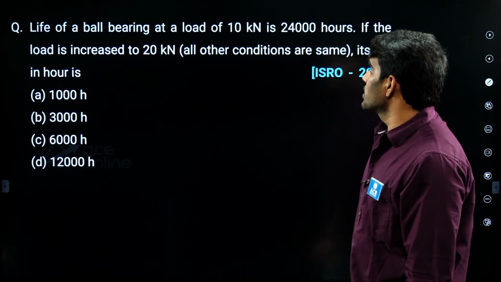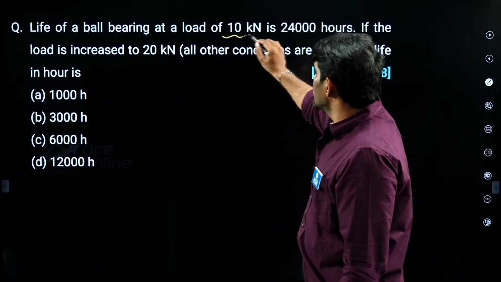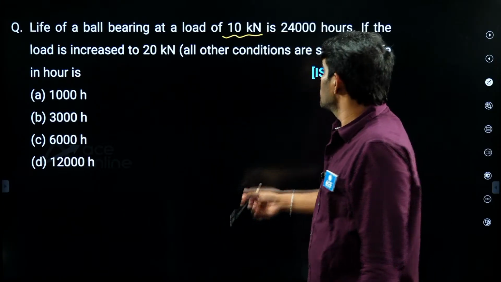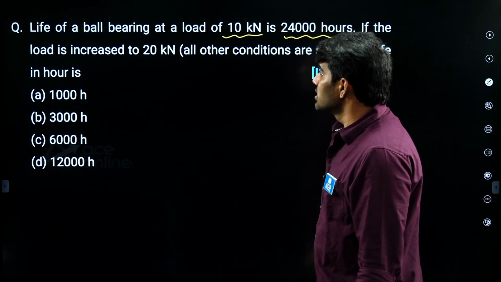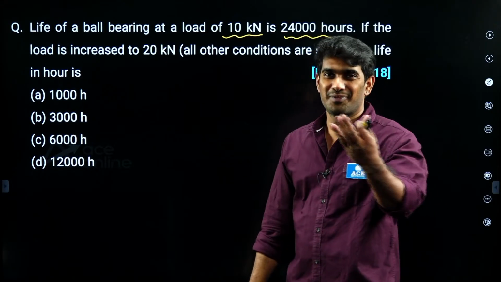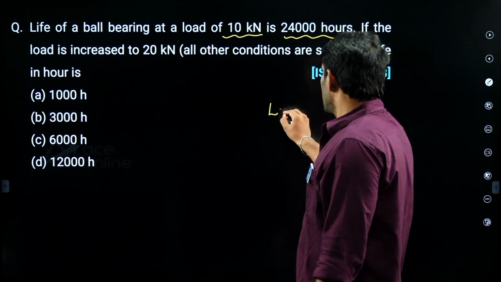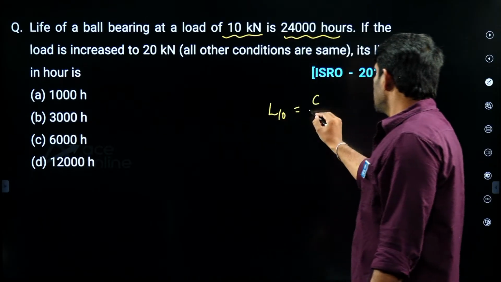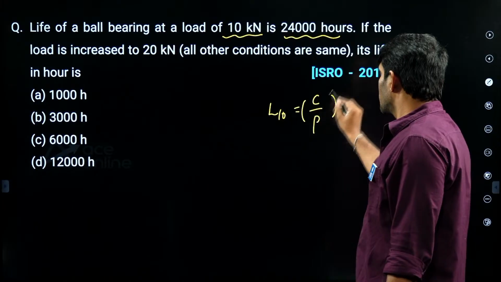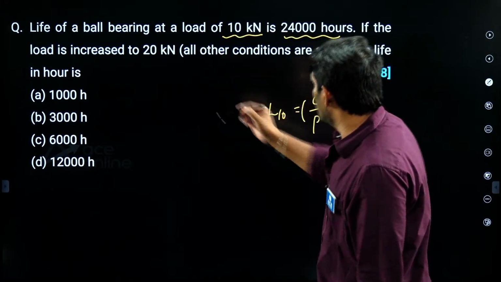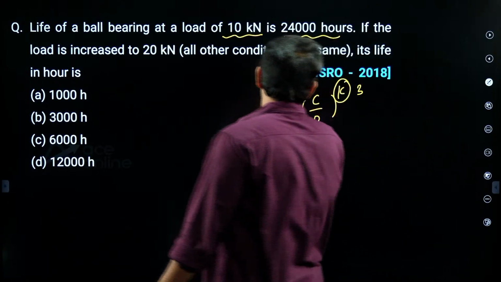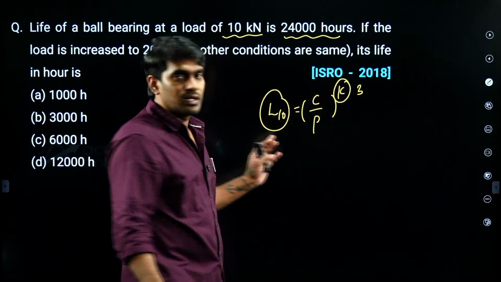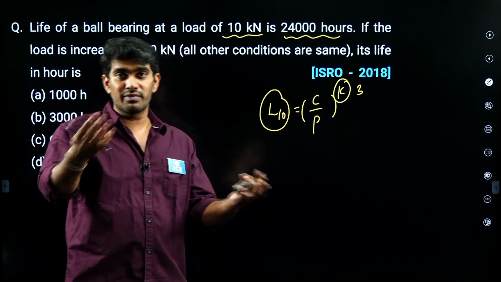Life of a ball bearing at a load. Here the load is given as 10 kilonewtons and the life is given as 24,000 hours. If the load is increased, we know the relation L10 is equal to (C/P) to the power K. For a ball bearing, the value of K is 3. The life and load relation is inverse: if load increases, life has to decrease.